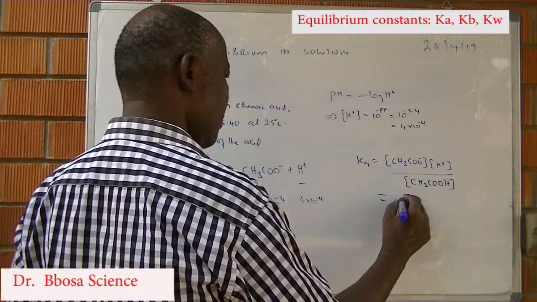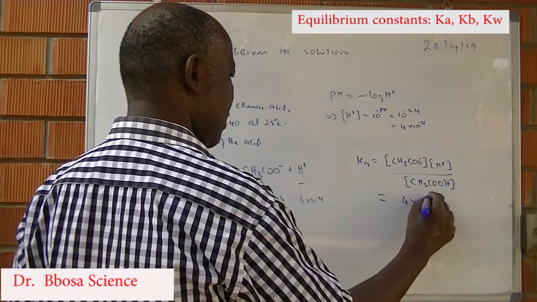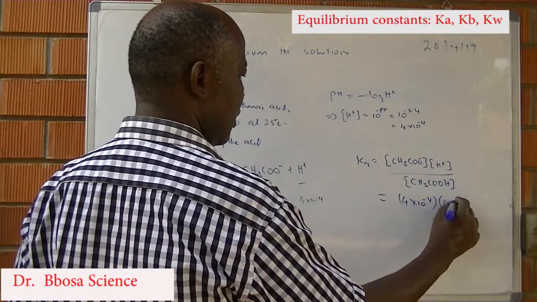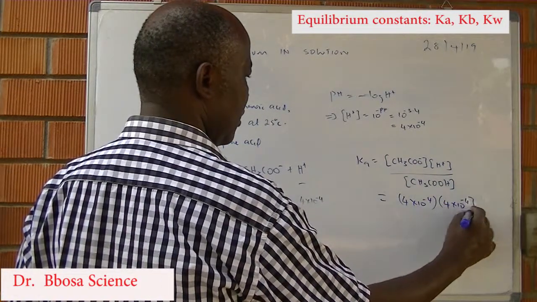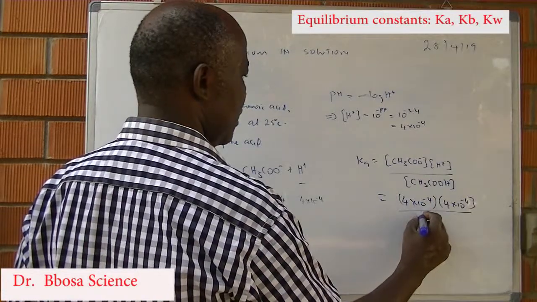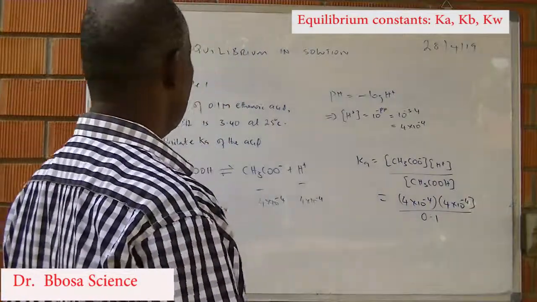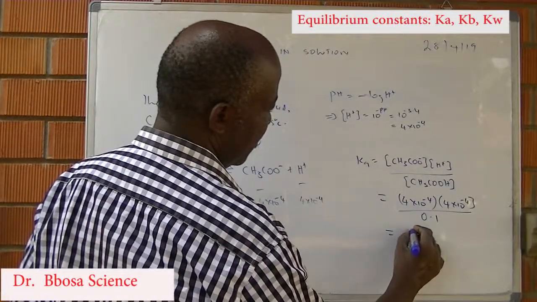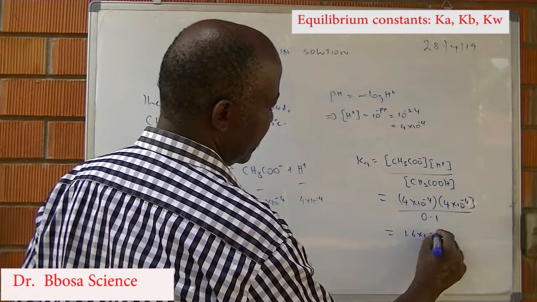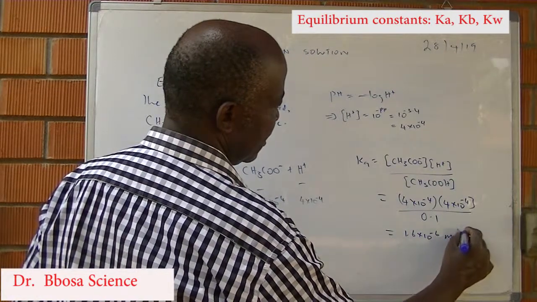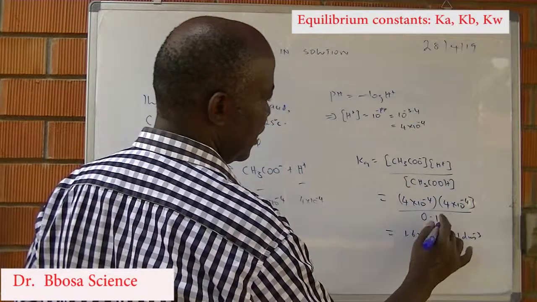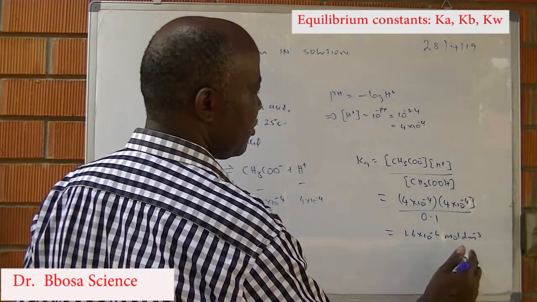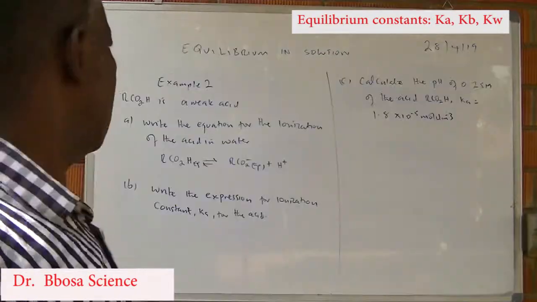So it will be equal to 4 times 10 to the power negative 4 into 4 times 10 to the power negative 4 over concentration of the acid, which is 0.1. This will be equal to 1.6 times 10 to the power negative 6 moles per decimeter cubed. So the moles per decimeter will cancel with this one, remains with moles per decimeters cubed.